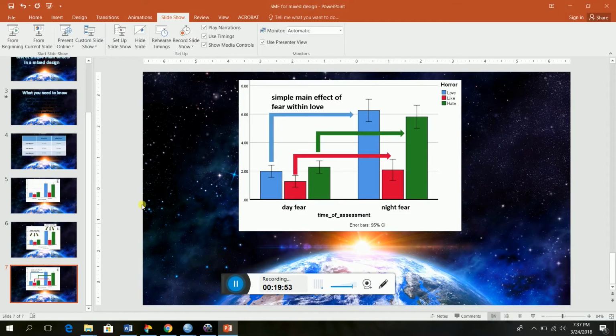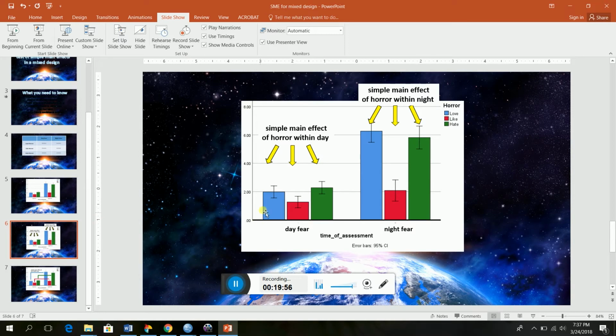Well, we have learned by looking at these sig values. Let me go back to the graph so that you can see. We have learned that even though initially we thought all of these means were the same, we've now learned that the people who love horror movies and the people who hate horror movies report significantly more fear during the day than people who simply like horror movies. All right, so this mean here and this mean is significantly higher than this one.